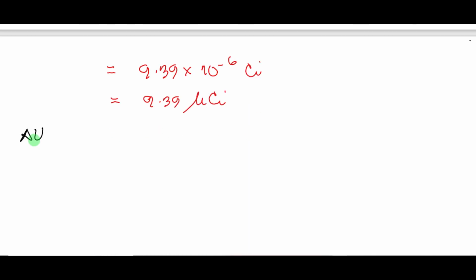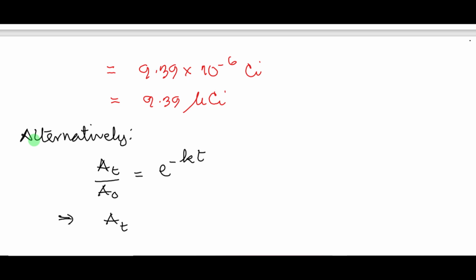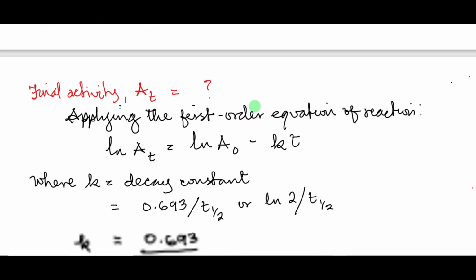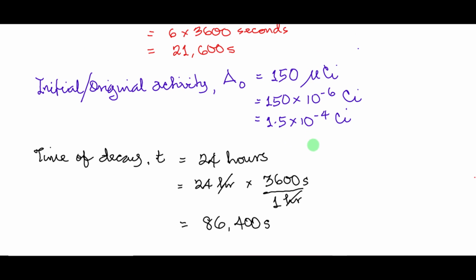Alternatively, you can use the integrated equation. That's A t over A naught equals exponential minus kt. Which means that here A t will be equal to A naught exponential minus kt. If we substitute the values, what's A naught here? The original activity here is 1.5 times 10 raised to the power minus 4.